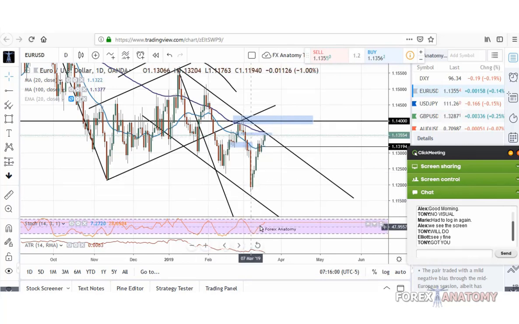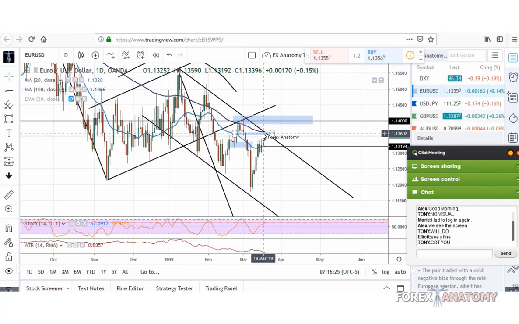Seems like the stochastic may push a little bit higher to get to true overbought territory, but we'll see. Only time will tell. But this is with the Euro USD. This is our outlook. Now, if price does push higher, which I think it could possibly, it could break this descending trendline resistance, to be honest with you, on dollar weakness. Yeah, on dollar weakness.